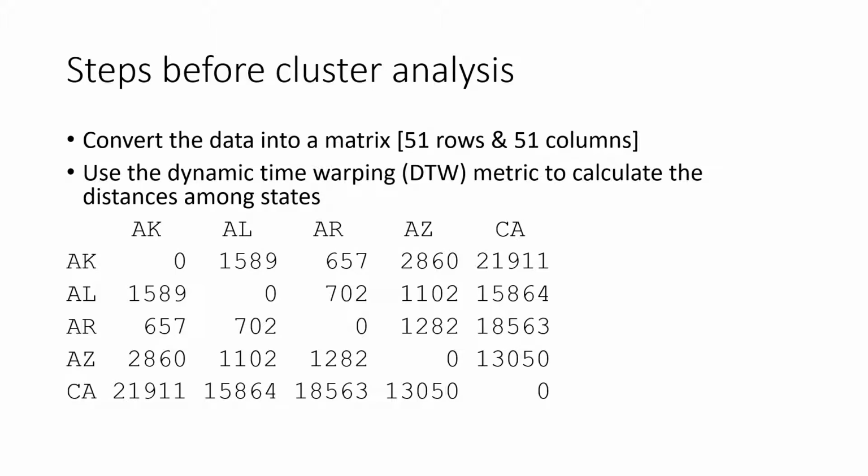The distance matrix with respect to the number of charged-off loans for different states is shown below. I only show the first 5 states, but this is essentially a 51 by 51 matrix.